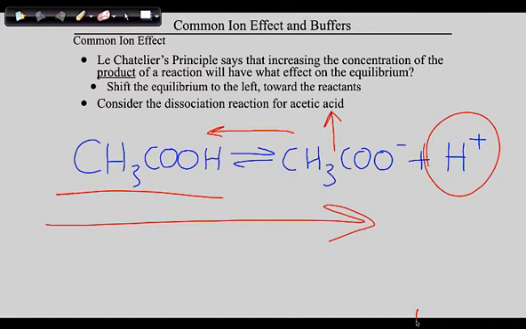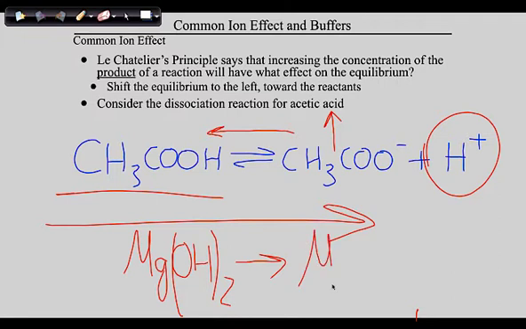So the common ion that you add will be like the conjugate every time? Yes. Well, every time is tough, because what we're going to do at the end of this is talk about things like magnesium hydroxide, which breaks into this. And so the conjugate acid is magnesium ion.